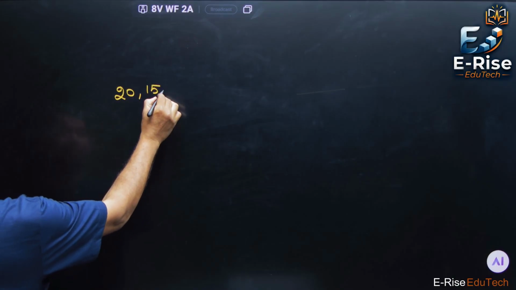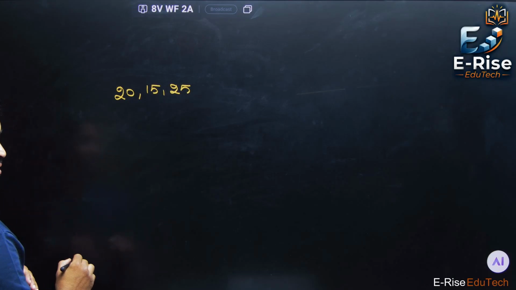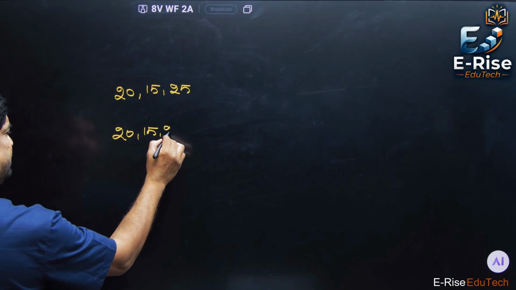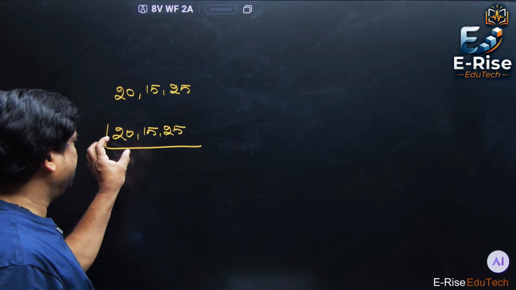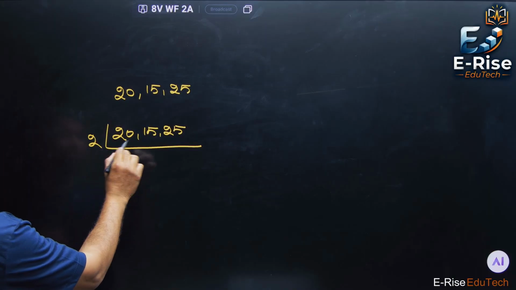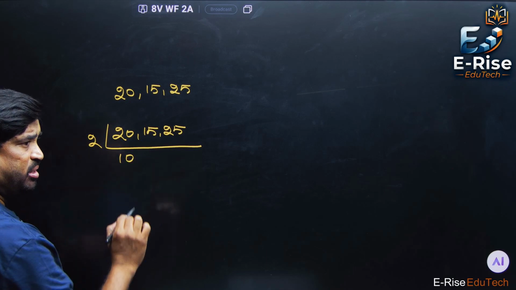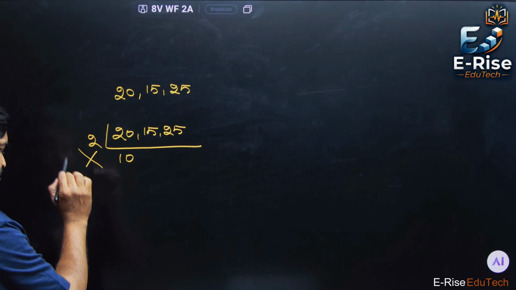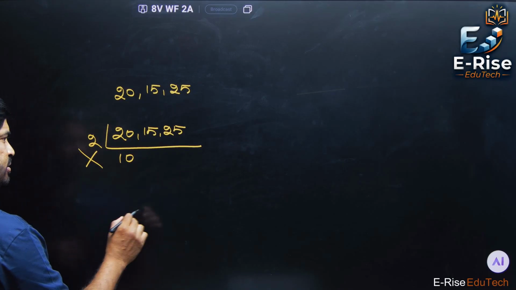20, 15, 25. What is the LCM? We will follow the first procedure. Here, choose a minimum of 2 common multiples. Suppose you choose 2. 2 tens are 20. The remaining numbers are not multiples of 2. That's why don't take this one, so remove it. Next, which one applies?